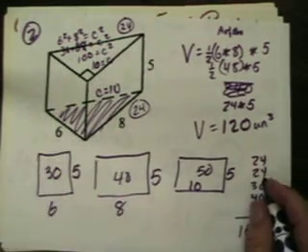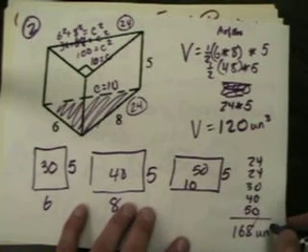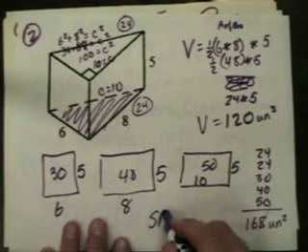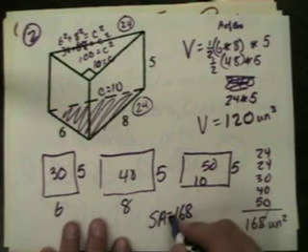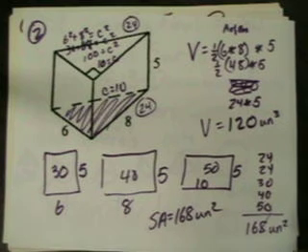So it's 168. And remember that surface area is registered in units squared. So the surface area is 168 units squared. Okay, looks good. Leave it there for just a second, while I get the next one ready in my mind.